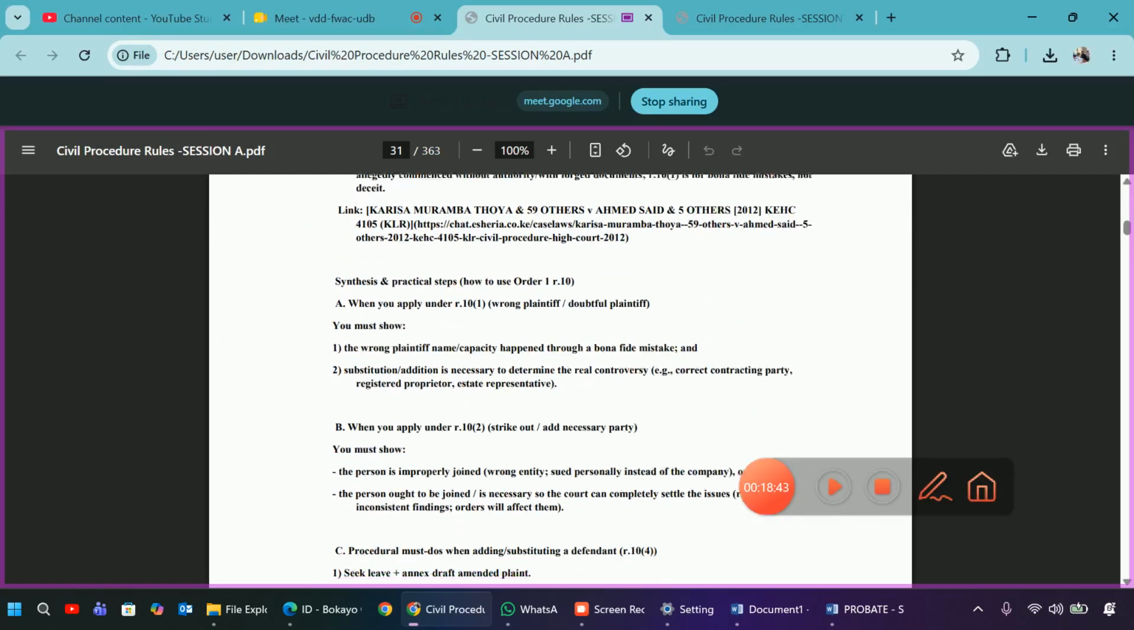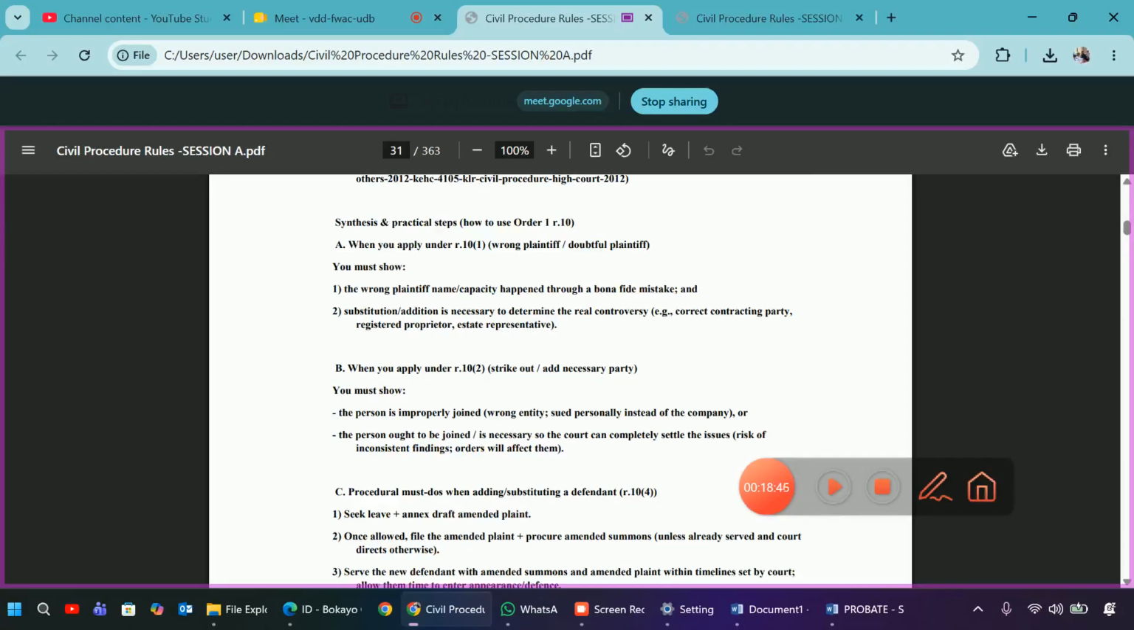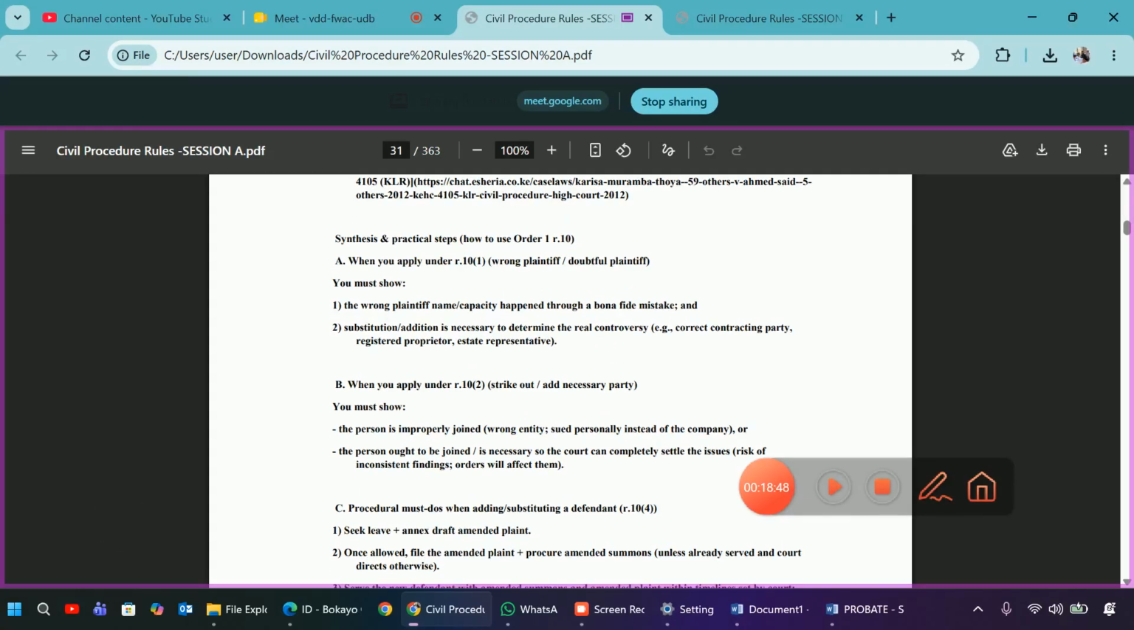Okay, so what are the practical steps that you ought to take? Keen note: where you apply under Rule 10, when you're claiming wrong plaintiff or doubtful plaintiff, you must show that the wrong plaintiff name or capacity happened through a bona fide mistake, and substitution or addition is necessary to determine the real controversy, e.g. correct contracting party, registered proprietor, or estate representative.